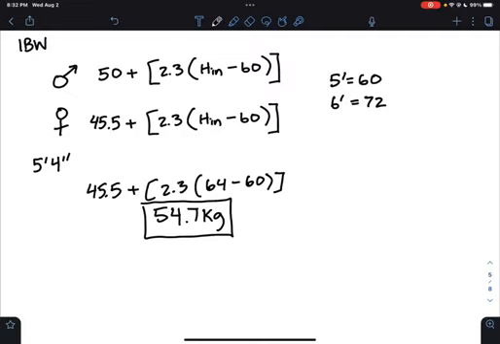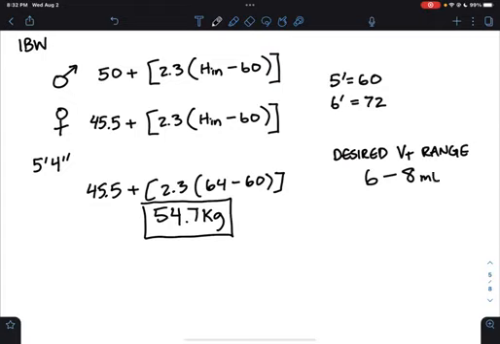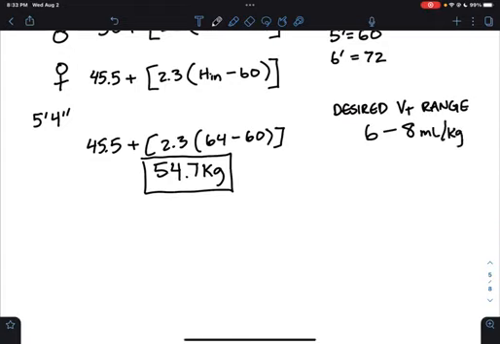Now, why do we use ideal body weight for mechanical vent? This is what determines our tidal volume range. Our desired tidal volume range is usually 6 to 8 milliliters per kilogram, or they call it 6 to 8 cc's. To get that, we have to multiply our IBW by these two numbers.